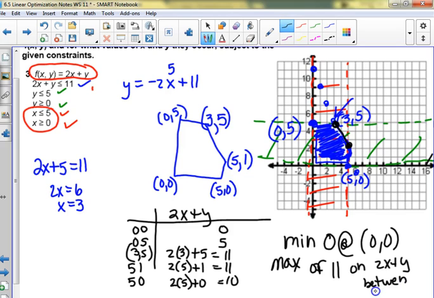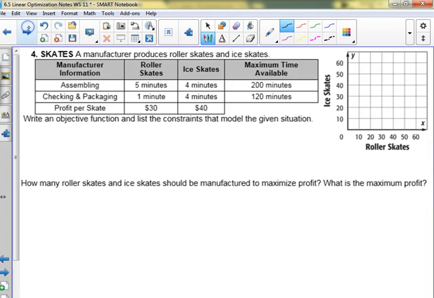Yeah, between, well, let's list our endpoints. How's that? They were 3, 5, and 5, 1. Is that right? Anything on the, all right. I'm not going to ask you that on the quiz, I promise.